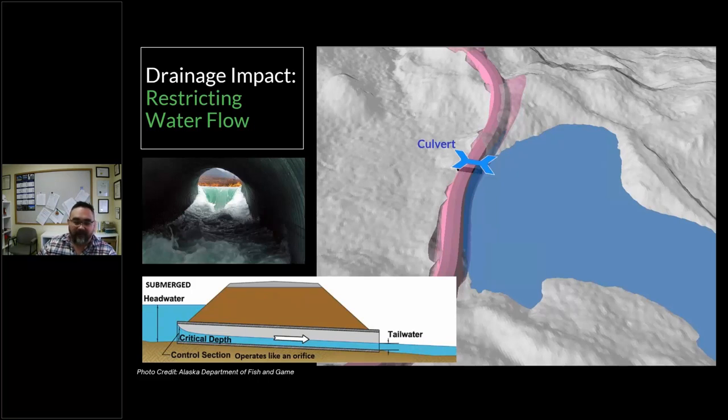So that crossing structure is going to restrict the flow, and it could still create a pond upstream, and it's obviously going to concentrate flows at the outlet, even if you use multiple culverts. And on the left-hand side, you'll see a picture of a culvert where the water backs up behind, like in the simulation there.